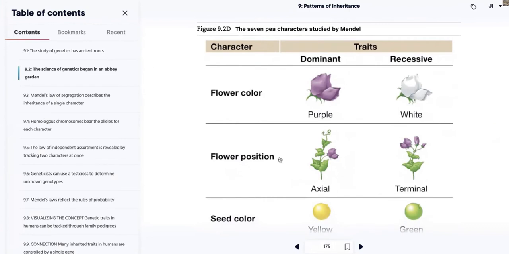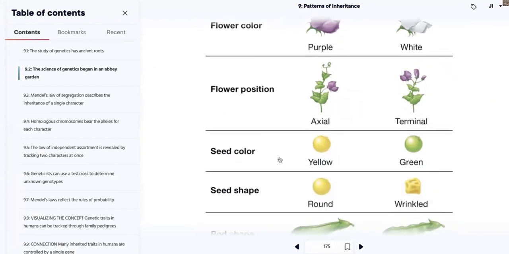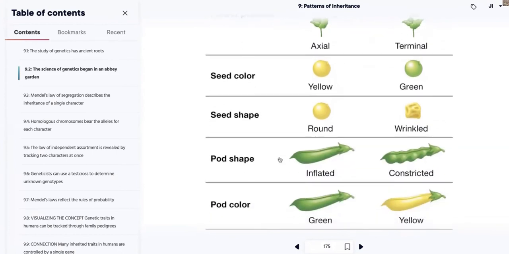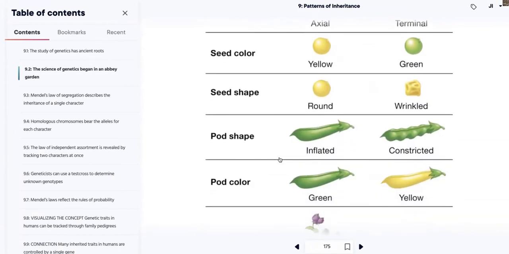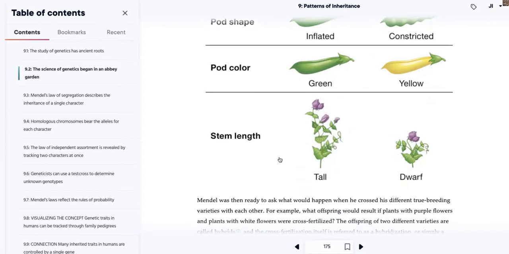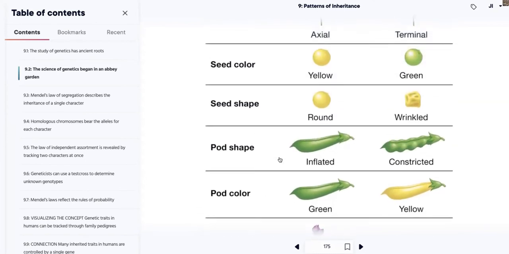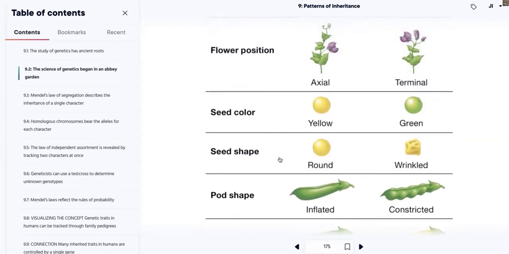I mean, he looked at not only flower color, he looked at flower position, seed color, seed shape, pod shape, pod color, and the stem length. Basically, he looked at 7 different characteristics. Okay? And he did experiments of this nature with all 7 of these characteristics. And what he found was that, you know what? This happens every time I do it, right?